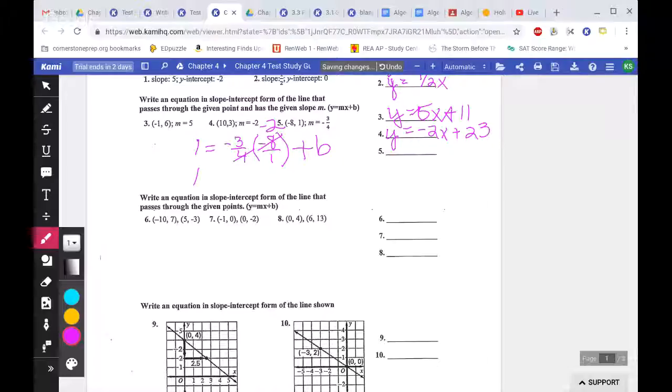So -3 times -2 is +6. And I'm going to subtract 6 from both sides. -5 equals b. So any volunteers to write it now in slope-intercept form? We have y equals -3 over 4x minus 5. That is it.